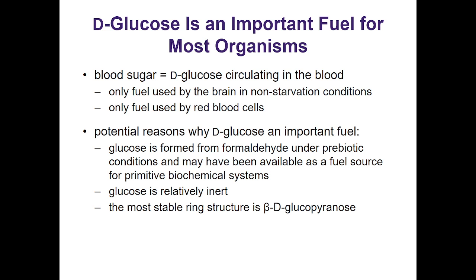So the potential reasons why D-glucose is an important fuel is that glucose is formed from formaldehyde under prebiotic conditions. This may be available as a fuel source for primitive biochemical systems. Glucose is relatively inert. The most stable ring structure is beta-D-glucopyranose, and so it's a really stable fuel. It doesn't come undone and get oxidized on its own. And so those are pretty good reasons. They make a lot of sense if you start thinking about them, right?